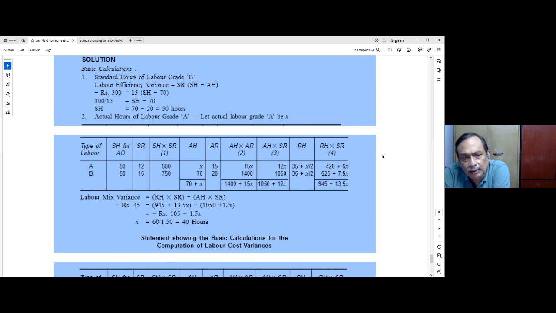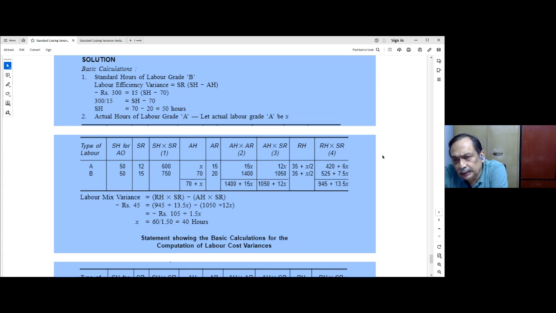Now, we are going to jot it down. Type of labor A. Second column SH for AO is 50. Standard rate is 12. So SH into SR comes to 600. AH, do not know. That's why we are writing as X. Actual rate is given 15. Then AH into AR, let it be 2, comes to 15x. Then AH into SR, let it be 3, comes to 12x.